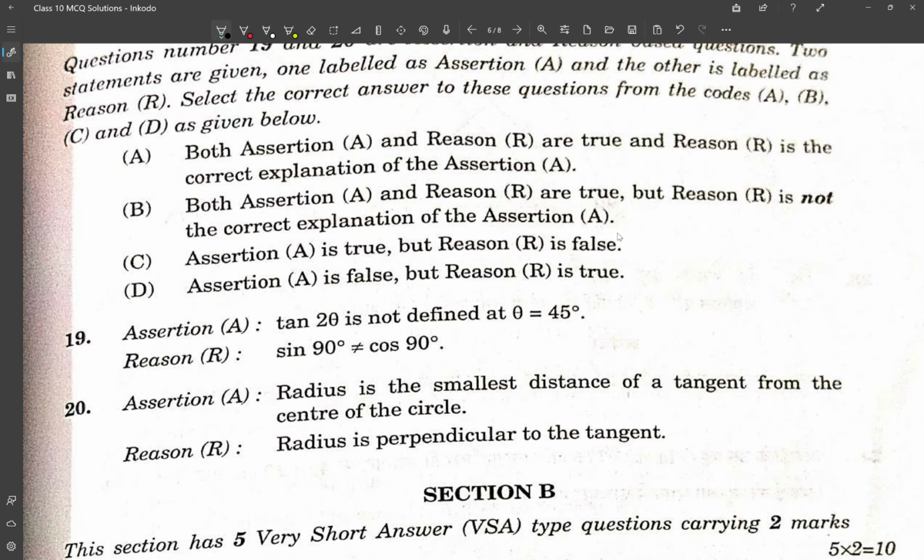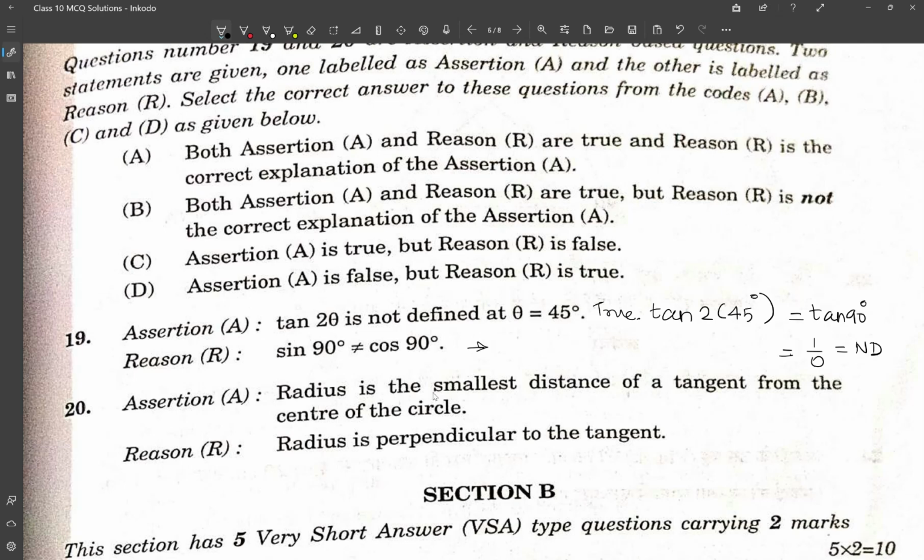So, assertion reasoning questions. Assertion statement for 19th: tan 2 theta is not defined when theta is equal to 45 degrees. We'll check that. Tan 2 times 45 degrees is equal to tan 90. The value of tan 90 is sin 90 by cos 90. Sin 90 is 1, cos 90 is 0. So the denominator is 0, and 1 by 0 is not defined. So this statement is true.